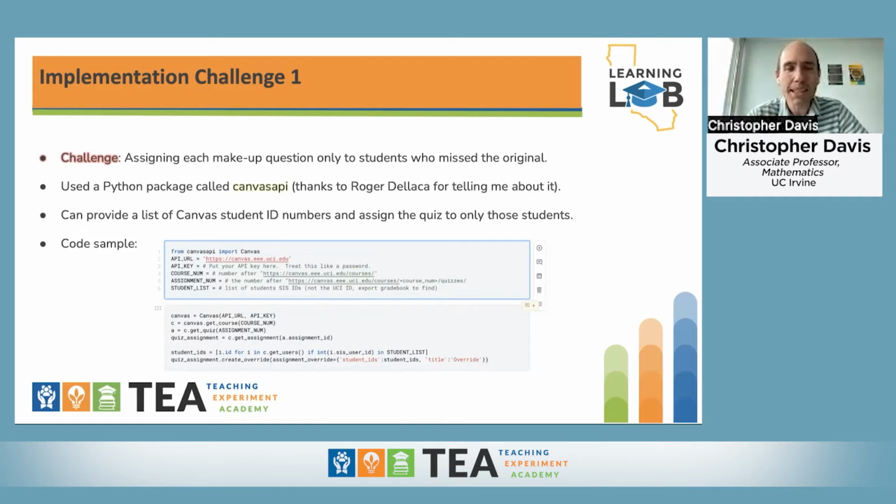And so one of my colleagues in the math department, Roger Delaka, introduced me to a Python package called Canvas API. And so here at the bottom, you can see a screenshot of the entire code for assigning the Canvas quiz to the particular list of students that I want. So you have to make little changes, like you have to put the list of student ID numbers into the student list, but otherwise overall it's pretty short in terms of the code here.